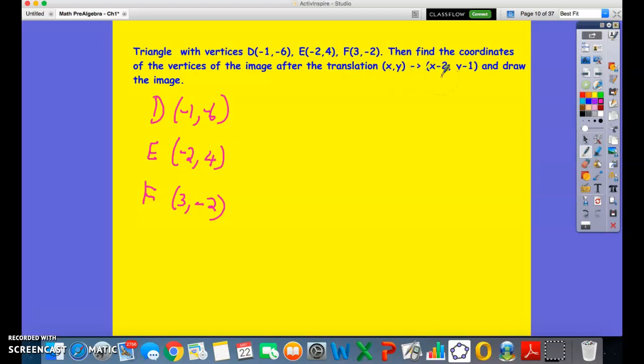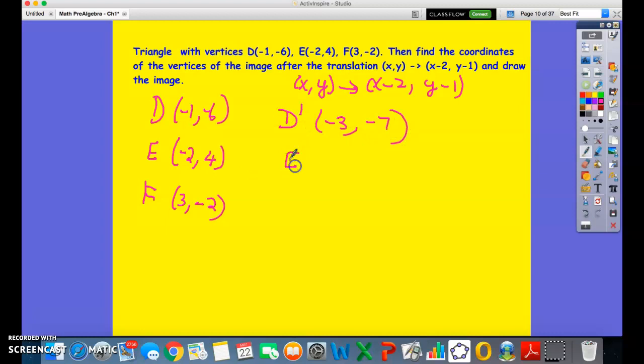(x, y) changes to (x - 2, y - 1). So the translation is what? (x, y) changes to (x - 2, y - 1). So let's look at this one. This is our x value and this is the y value, right? So our new image, D prime, will be -1 minus 2, which is -3. And then y changes to y minus 1, so -6 minus 1 is -7.